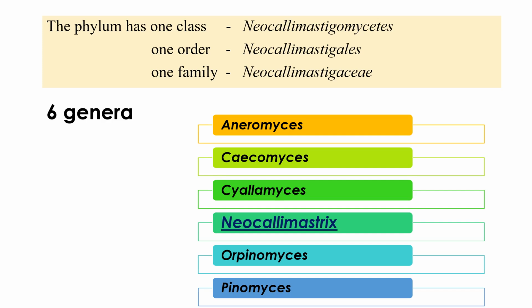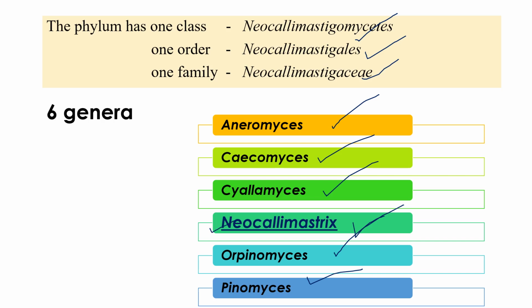And this Neocallimastigomycota contains only one class, Neocallimastigomycetes, and only one order, Neocallimastigales, and it consists of only one family, Neocallimastigaceae. There are 6 genera given: Anaeromyces, Caecomyces, Piromyces, Neocallimastix, Orpinomyces, and Cyllamyces. These are all the 6 important genera. We're not going to discuss all of them, but only one important genus, that is Neocallimastix.